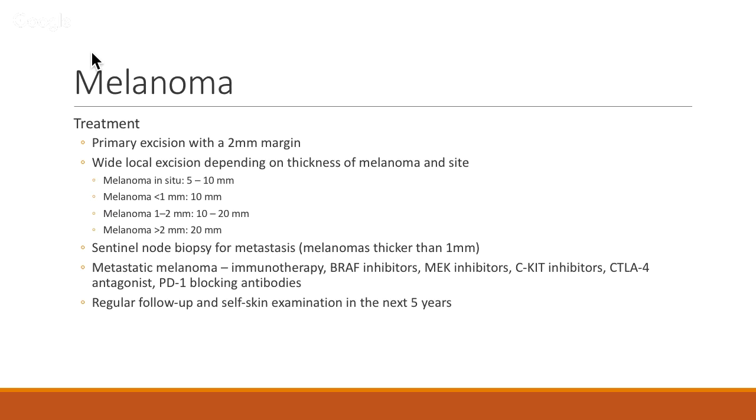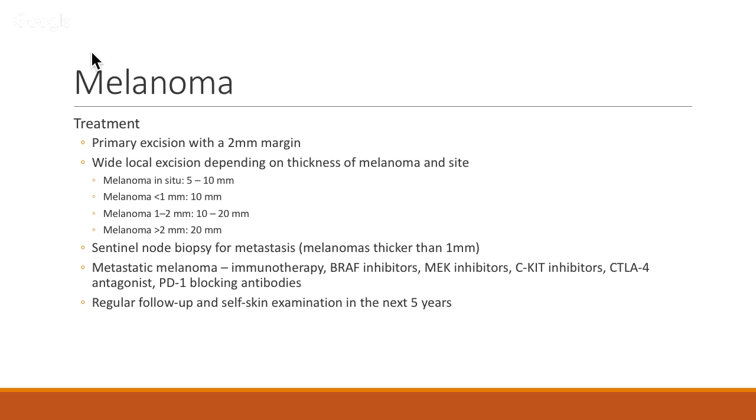So treatment, you want to try to excise it. You would do a primary excision just for the histology, and once you've got the histology, you might need to go back and do a wider margin, and the wider margin will depend on how thick the tumour is. If you palpate the lymph nodes and they are enlarged, then you might need to go forward with a sentinel lymph node biopsy and maybe even surgery there. But another recommendation is that if the melanoma thickness is more than 1 millimetre, then you would also still consider a sentinel node biopsy even if they aren't enlarged.